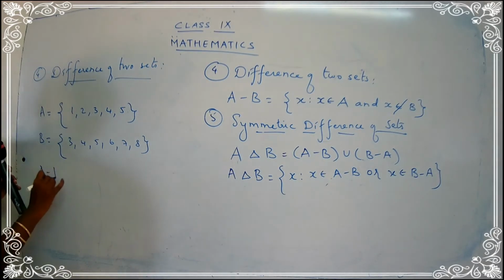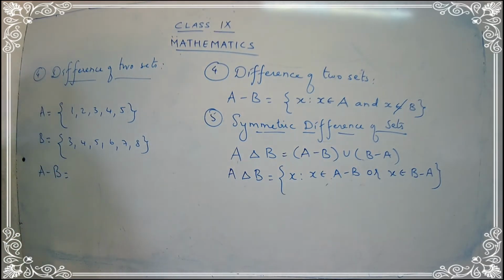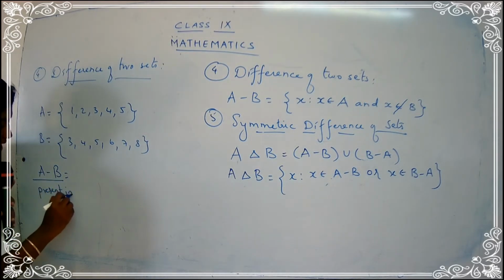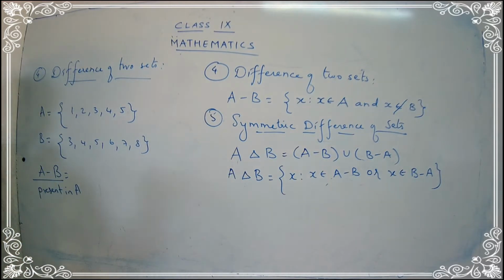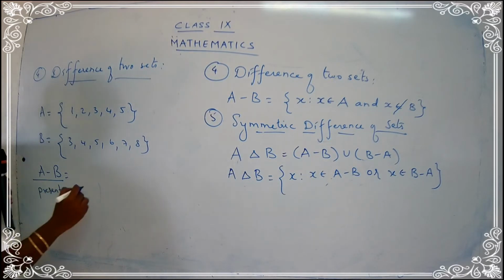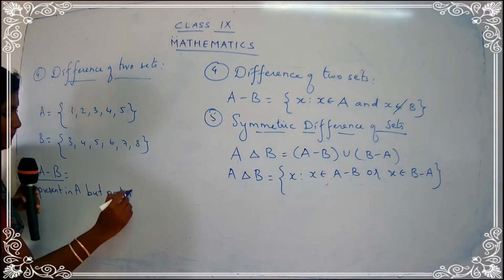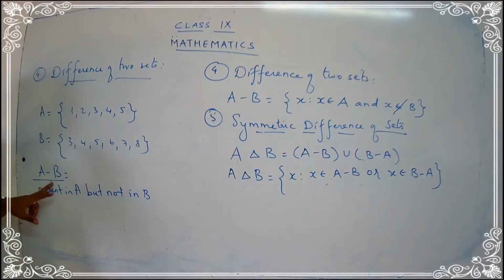I'm going to find out A minus B. How are you going to find A minus B? In simple language, how you have to remember is: present in A, not in B. How to read this? Present in A, that means I want a member, or an element. So you have to take a member such that it is present in A but not in B. Are you clear, children? A minus B means what? Present in A, not in B.